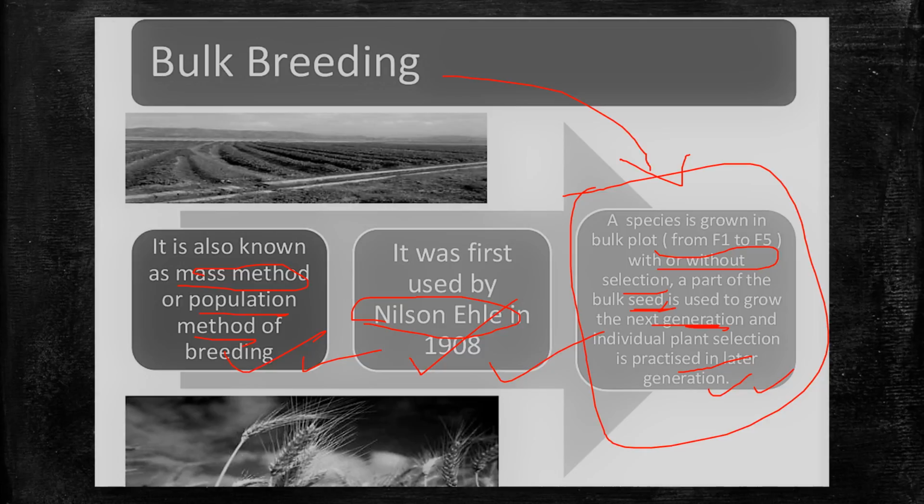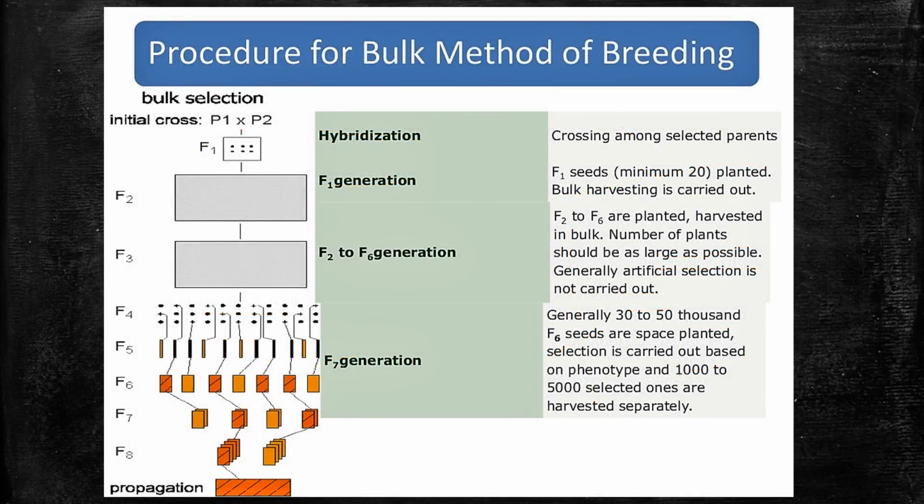Right now we'll just see that bulk breeding is nothing but a species grown in a bulk plot, having generations like F1 to F5. It just contains all the plants belonging to five generations. So we'll see the procedure for the bulk method of breeding right now.